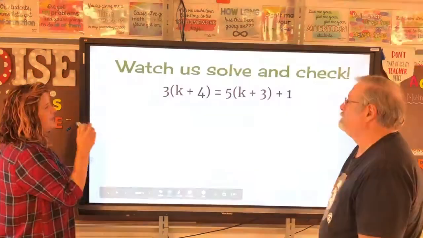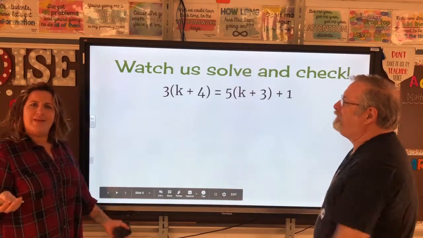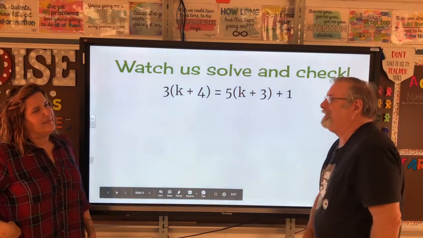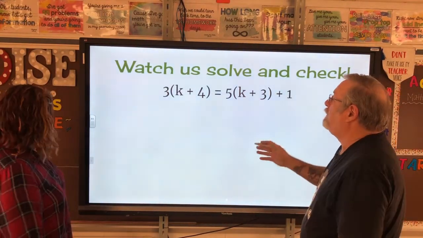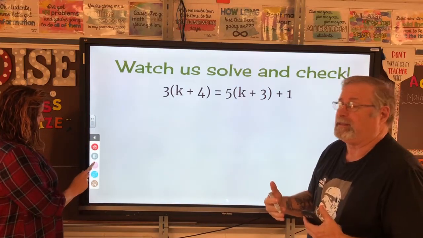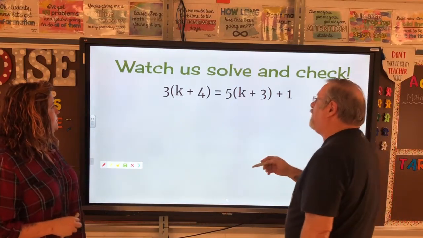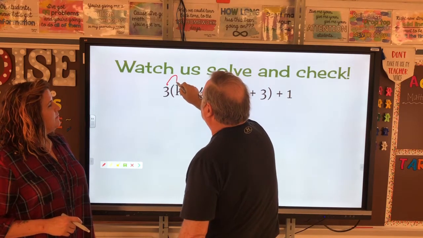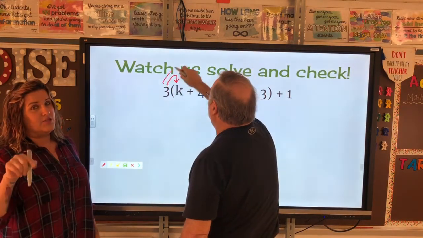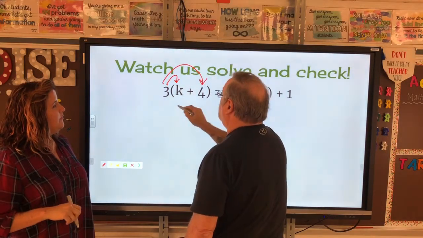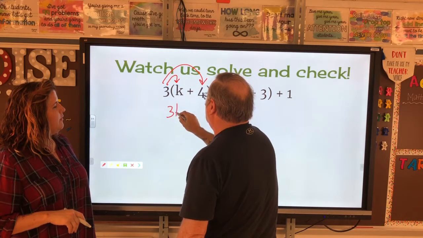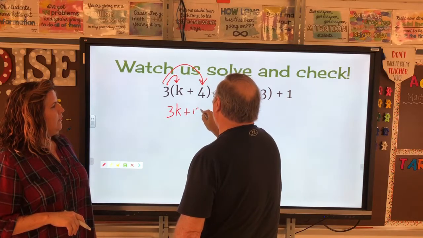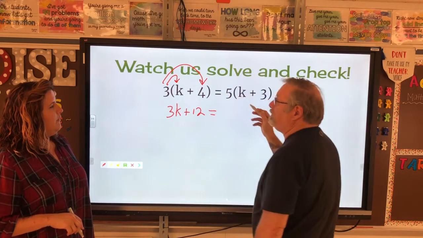All right, let's look at the next one. Okay, see, this one has variables on both sides too. Okay, so again, we're going to start with parentheses, and we're going to use that distributive property. So again, this is just 3 times k. Distribute. And 3 times 4. So 3k plus 12 equals, ooh, I have to do the same thing over here.